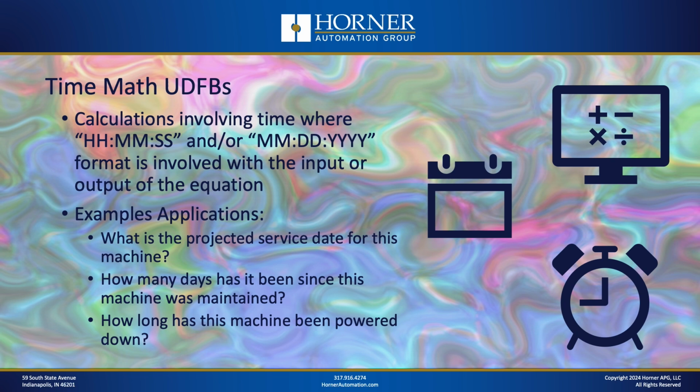Okay, what types of applications would those be useful for? Well, applications where you're answering the question, what is the projected service date for this machine? How many days has it been since the machine was maintained? Maybe you want to calculate that and show it on the screen. How long has the machine been powered down? Sometimes when a machine has been powered down just for a brief amount of time, you want to react as if the power outage never occurred and just continue on with the process. Other times, if it's been down for longer, you may want to react completely differently, maybe even starting the process completely over. So these are really valuable user-defined function blocks.